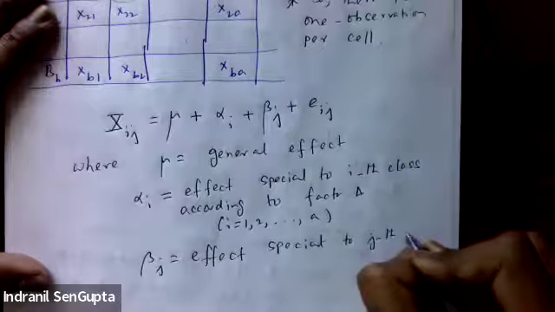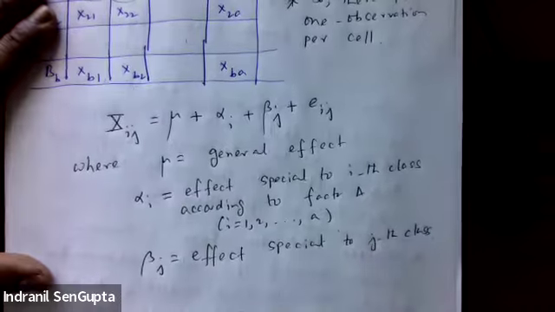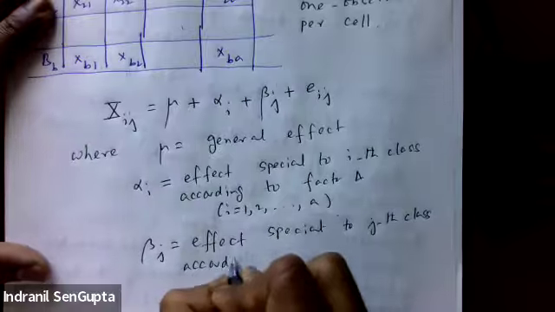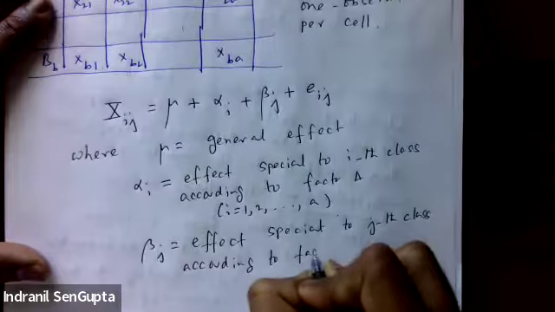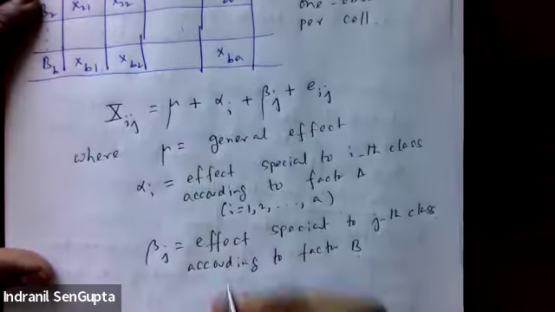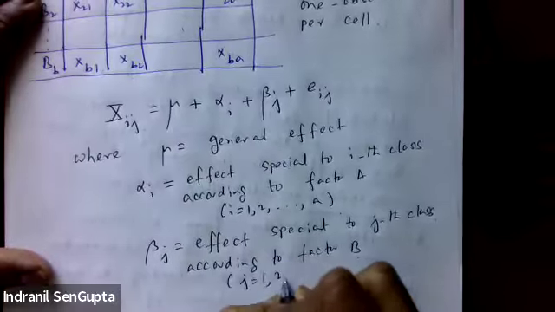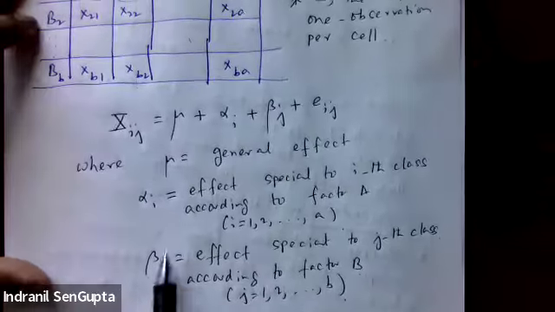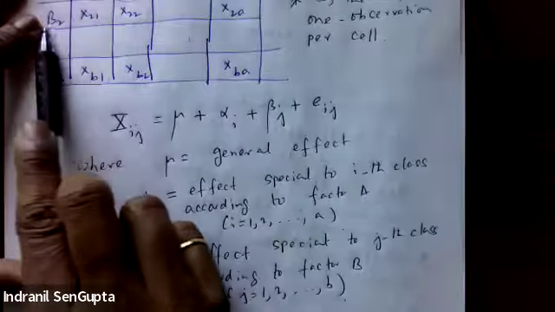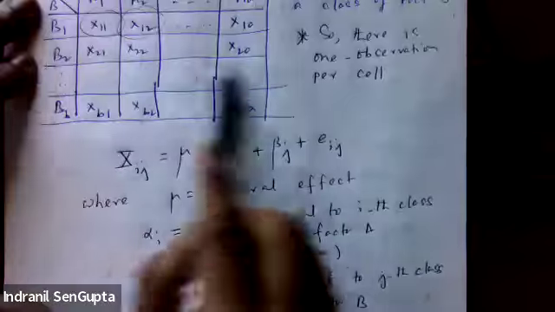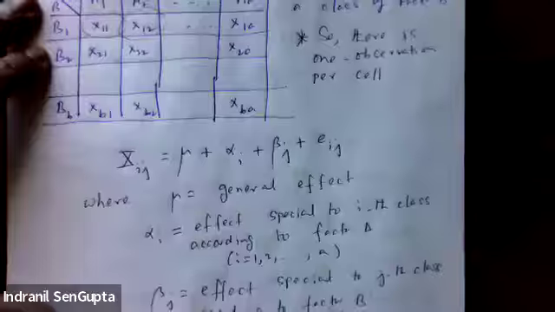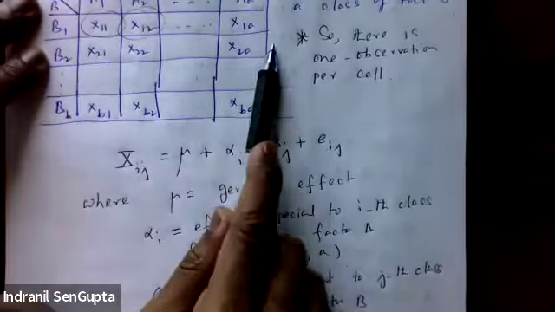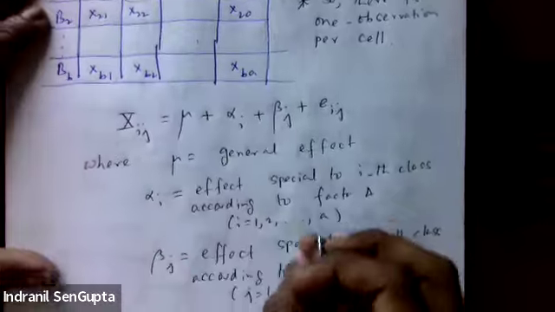the jth class according to factor B. So for example, here j is 1, 2, all the way up to b. For example, you see a beta sub 2. So that is a very special effect of this one. Okay, so for this row, for the second factor, all of this will have some effect. So that is given by that.